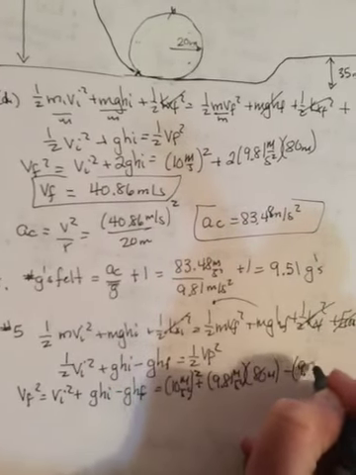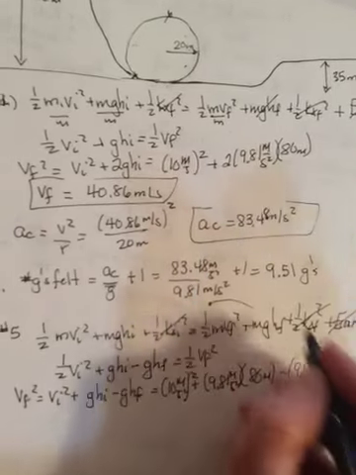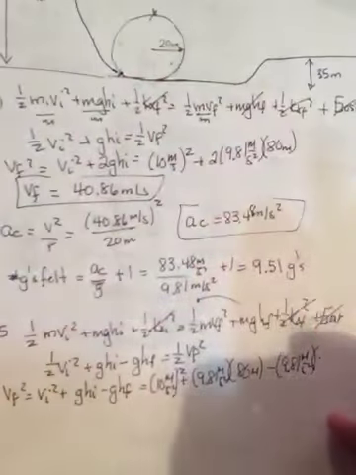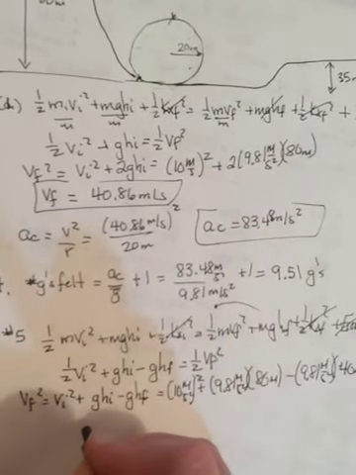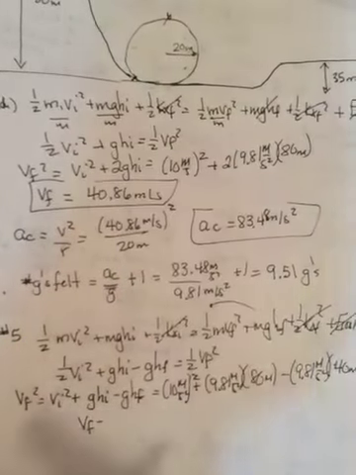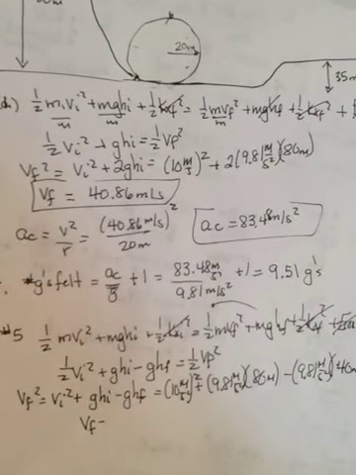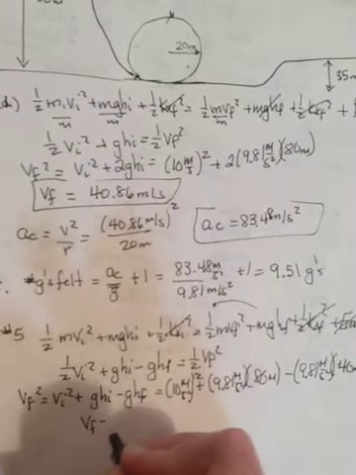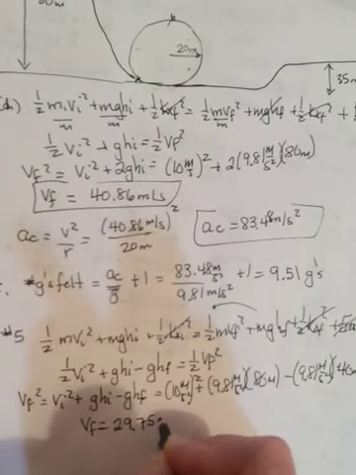minus 9.81 meters per second squared times, and the height at the top of the loop should be 40, right? Because the radius is 20, so the height would be 40. Remember, that's going to be VF squared, so you're going to take the square root, and when you do, you should get 29.75 meters per second.